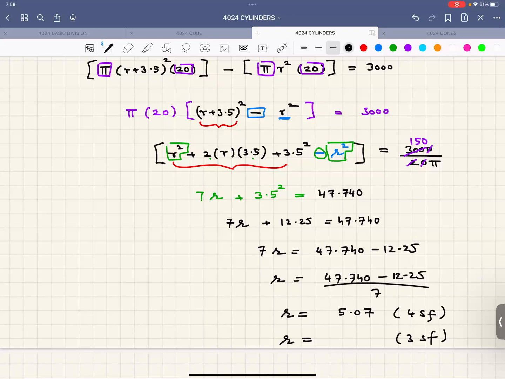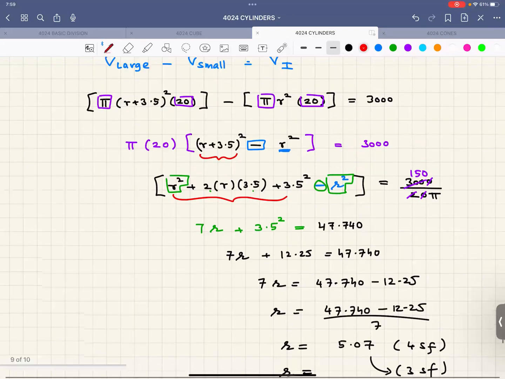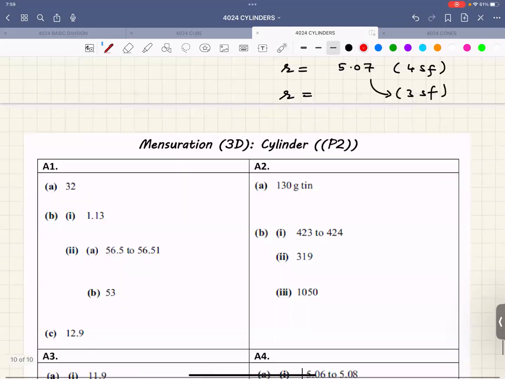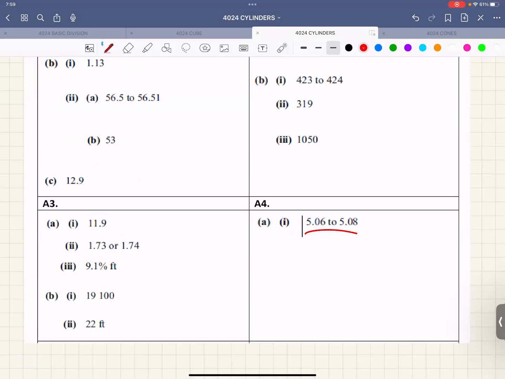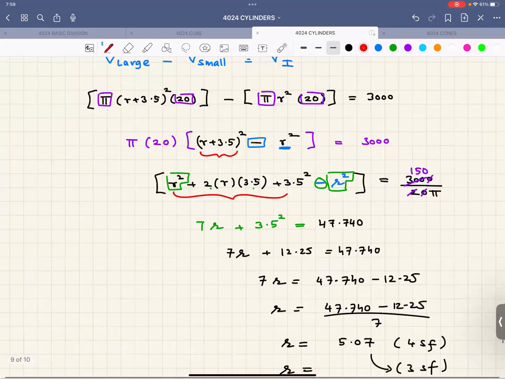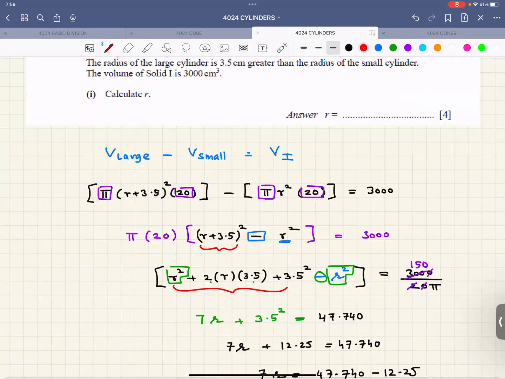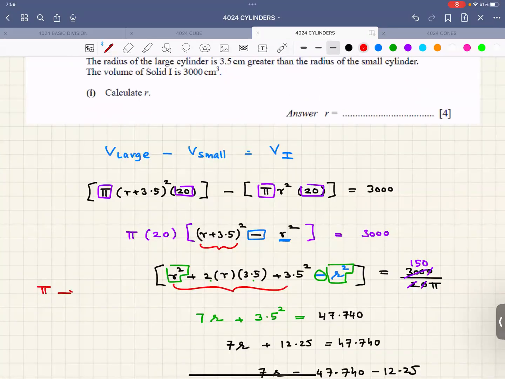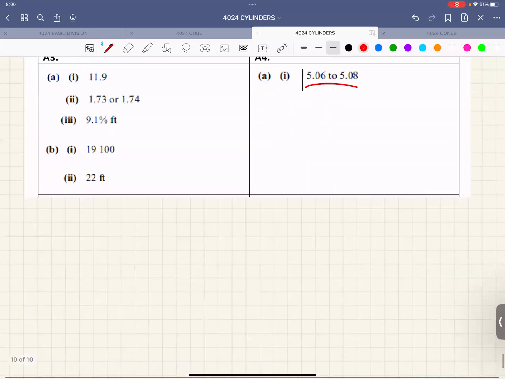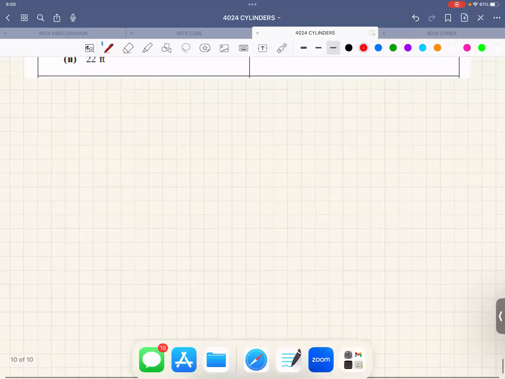Actually, it's just giving me the exact answer right away without any approximation. So that is the value of R, between 5.06 and 5.08. I'm getting this exact value because of the value that I've used for pi. Remember, we use pi as 3.142, correct to 4 significant figures. So that all worked out for me. That completes the concept of cylinders.